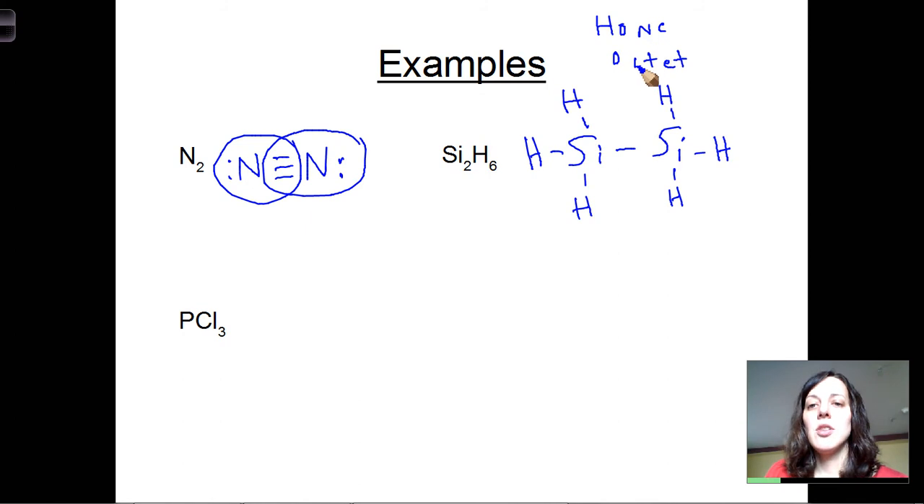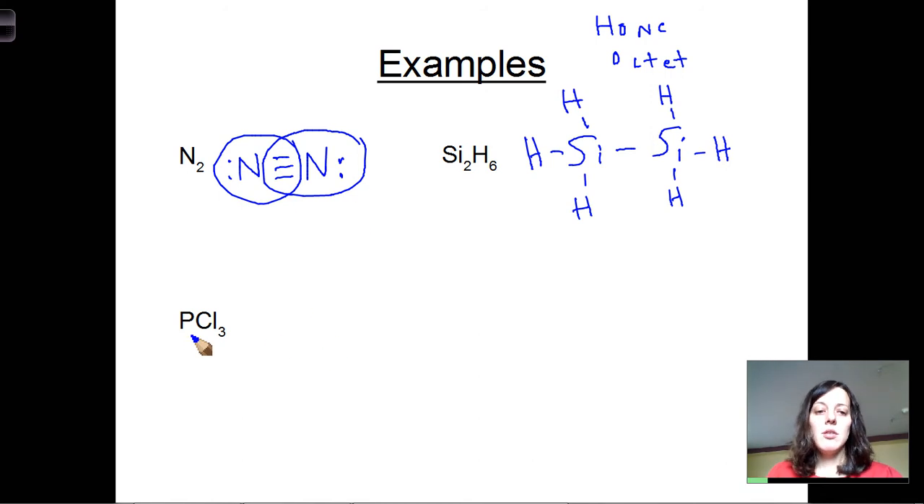Next we have to check the octet rule. They all need 8 except for hydrogen, which only gets the 1 bond. Then you're done. So silicon has 2, 4, 6, 8 electrons, and this one also has 8. So you are done. You've checked both rules.